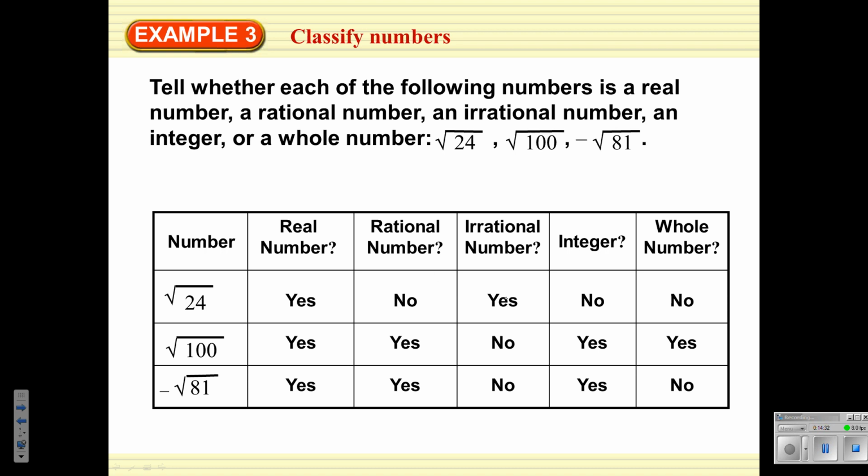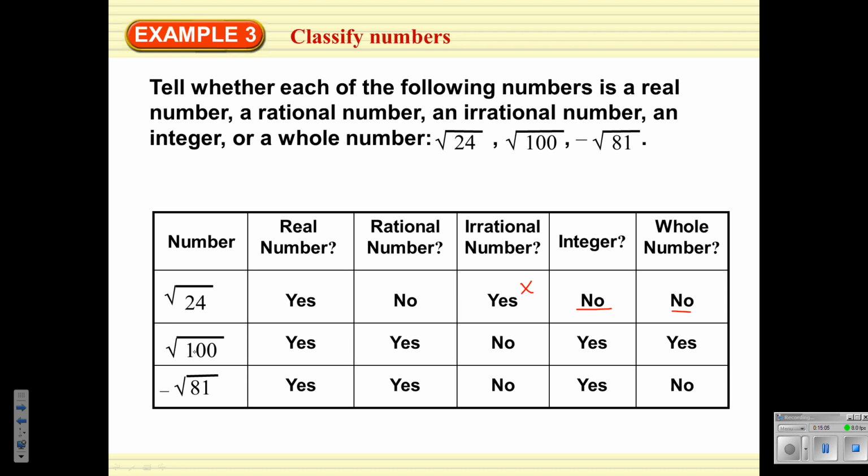It's either a yes or no on this column. One of these columns has to be yes, one of these columns has to be no. They can't be both. Since it's not rational, it cannot be an integer and it cannot be a whole number. So if you have yes in this box, you have got to have no in these boxes. If you look at your graphic organizer, if it's irrational, it's not even in the same circle with the integers and the whole numbers.